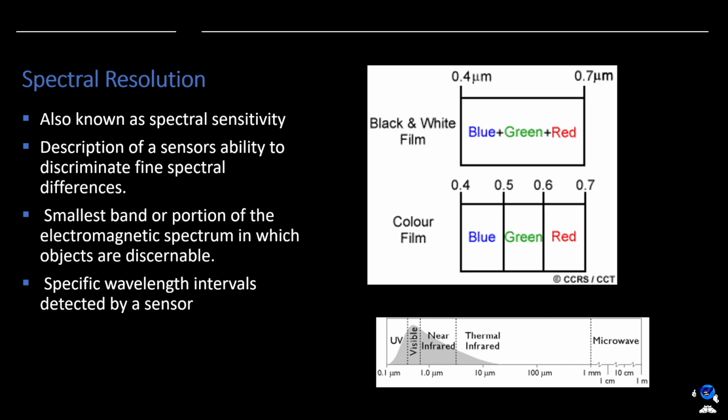Being able to sense numerous smaller wavelengths in the near-infrared portion of the spectrum gives much finer spectral resolution than just sensing one wider wavelength of near-infrared energy. A sensor is defined based on the bands it can measure.